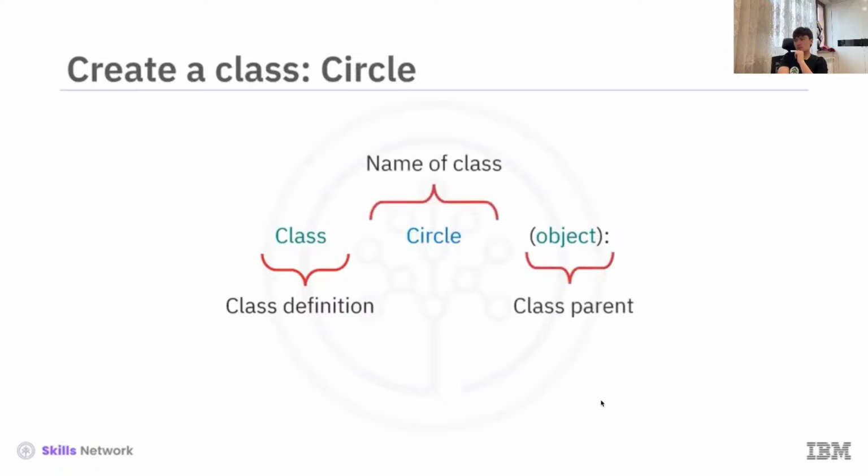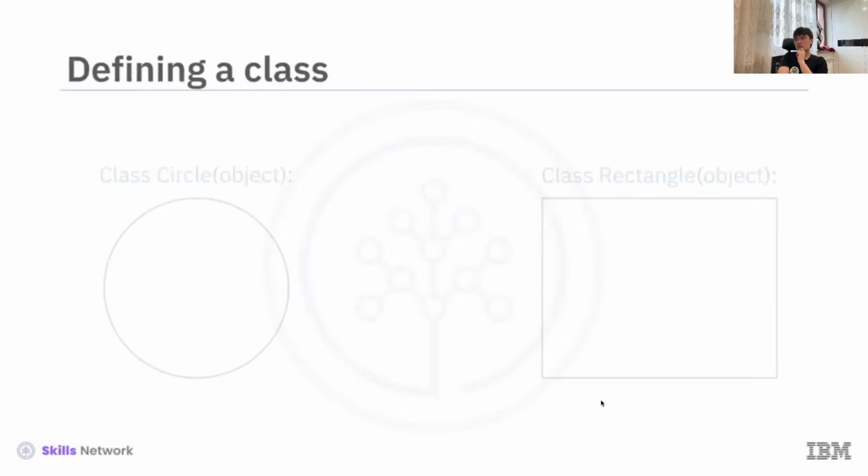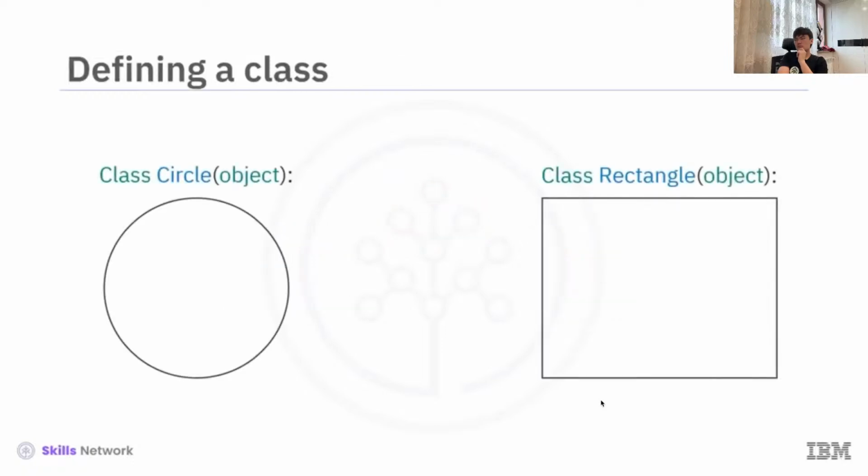For this course, in parentheses, you will always place the term object. This is the parent of the class. For the class rectangle, we change the name of the class, but the rest is kept the same. Classes are outlines; we have to set the attributes to create objects.